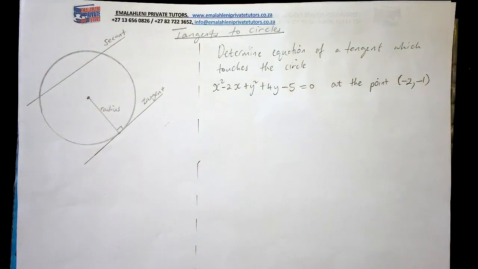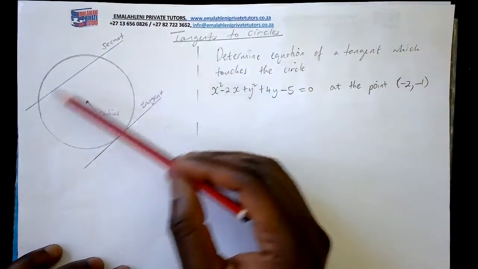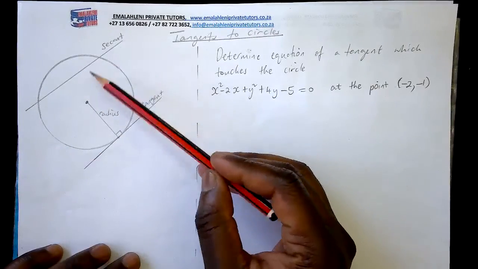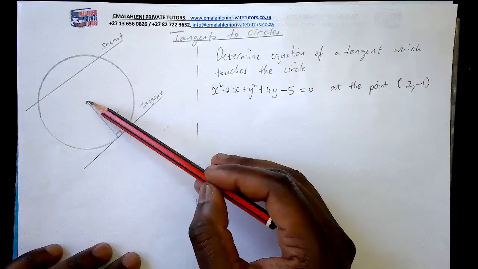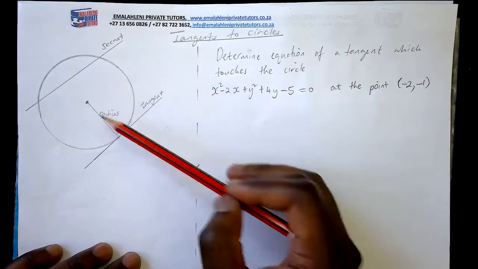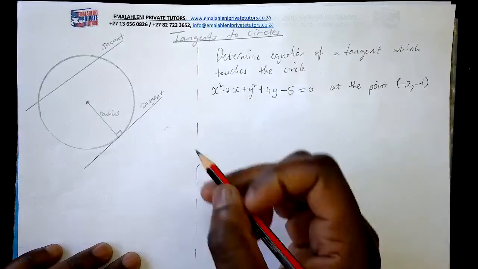Good day. So today we are looking at tangents to a circle. Now, what you need to understand here, we've got a circle here, and we have a line that crosses and passes through the circle. We call that a secant. Then we have our radius, and the radius has to be the line that comes from the center to the circumference. Then a tangent is a line that touches your circle once.